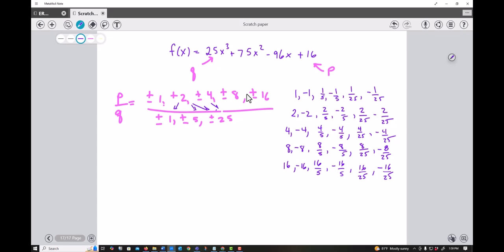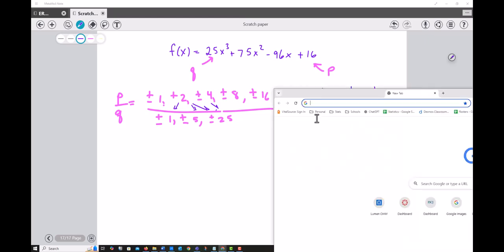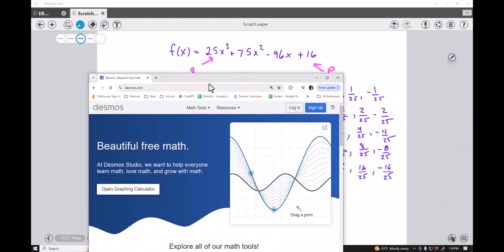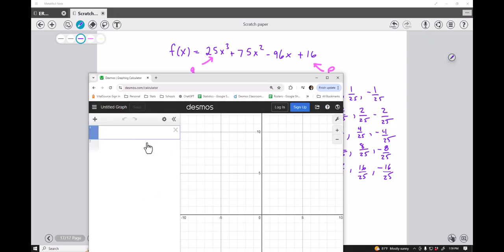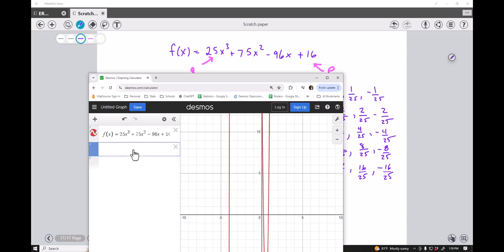Now you're trying to find which ones are the zeros. One thing that I might do is put these in a very quick calculator. So I'm going to open Desmos right here. I have f of x equals 25x cubed plus 75x squared minus 96x plus 16. What's really cool is you can just put in, say, f of negative 4, and you can see the zero right there. But that's what you're doing, plugging in each one of these values.